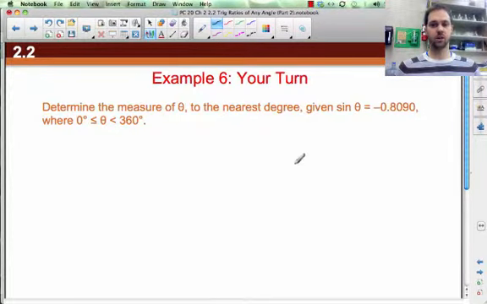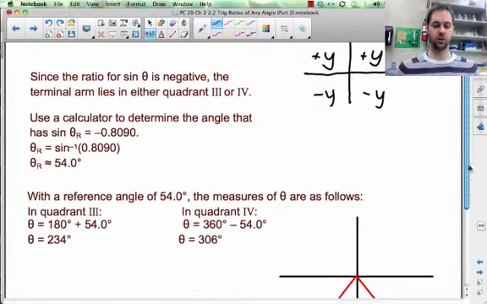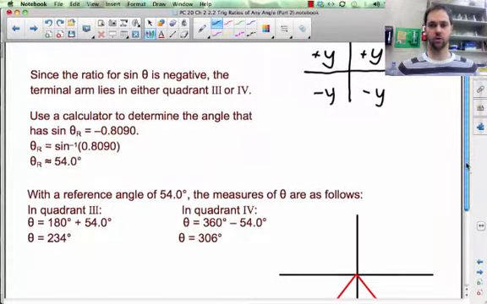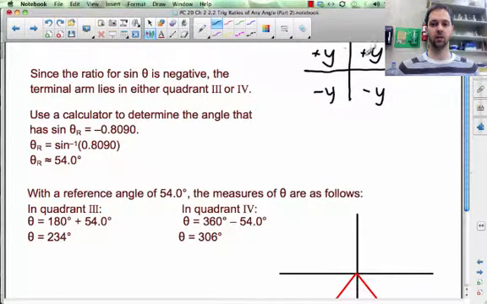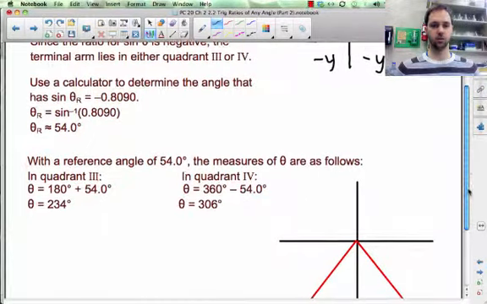So here's your last your turn. Go ahead and give it a try. Hit pause now. Here is the answer for your turn, so take a look through. Just wanted to remind you that everything above the x-axis is positive for y, and everything below it is negative, so that's how we came to this conclusion.